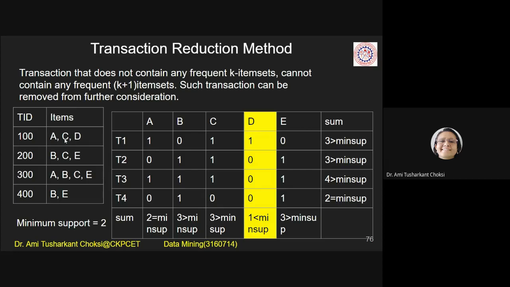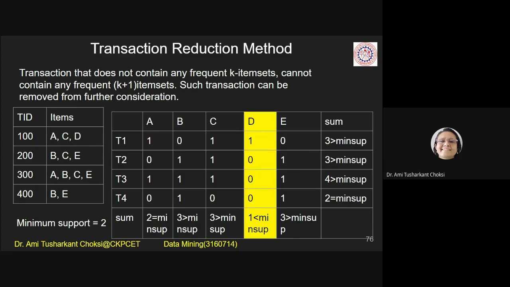For C, is it there? Yes, it is there. So for transaction T1, we'll put it as 1. For D, it is there. Yes. So for transaction T1, we'll put the value 1. E is there? No, it is not there. So let us put 0 for transaction T1 and E, right? So the value according to that is 0. Now we have to put values the same way for all the transactions.